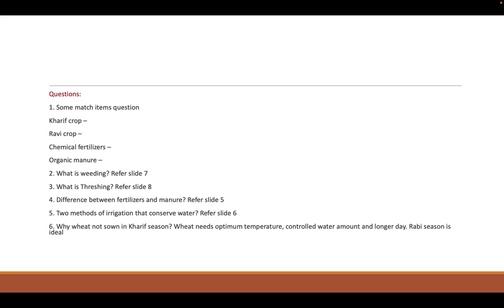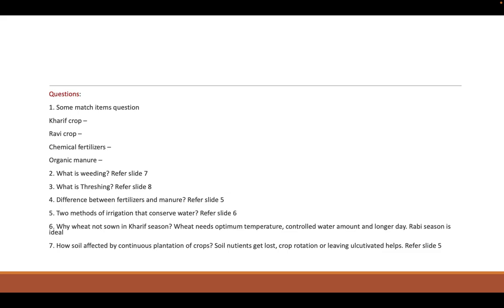We need little water, and the rainy season can produce a lot of water. Temperature is also low, and without a proper temperature, wheat cannot be grown. And for a longer day, it is a cloudy day, so a rainy season is not ideal. So we need a winter season to produce wheat. That's what it is discussing: why wheat is not sown in the rainy season.